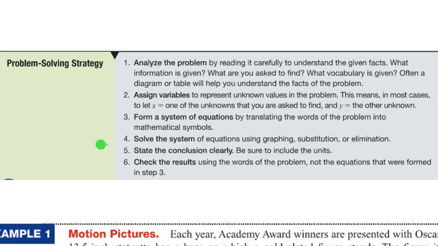Number 3, you want to form a system of equations by translating the words of the problem into mathematical symbols. So we want to form an equation. And then we're going to solve the system by using graphing, substitution, or elimination. Actually, mostly we'll be using substitution and elimination because those are algebraic and we can solve for x and y precisely with those. And then number 5, state the conclusion clearly and make sure that you include the units. And then you should check the results, okay? Or at least make sure that your answers make sense in the problem. All right, so here's our first example.